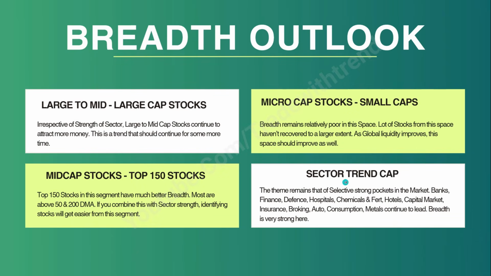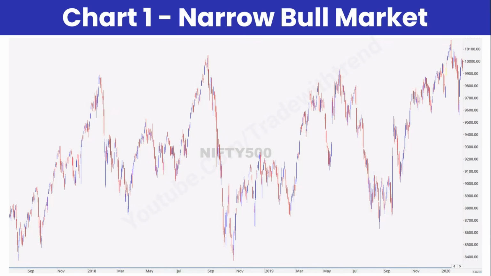Which sectors are currently leading the market? It is banks, finance, defense, hospitals, chemical and fertilizers, hotels, capital market, insurance, broking, auto, consumption, and metal. And there is a large pocket of the market, let's say IT, FMCG, some pockets of pharma, some pockets of consumption. They're just not doing well. Some digital names also not doing well. So this is how the market is split. And this is one of the reasons why such charts will be more common.